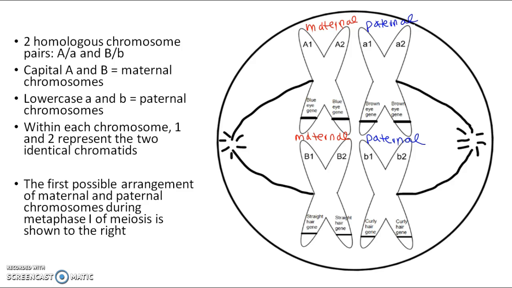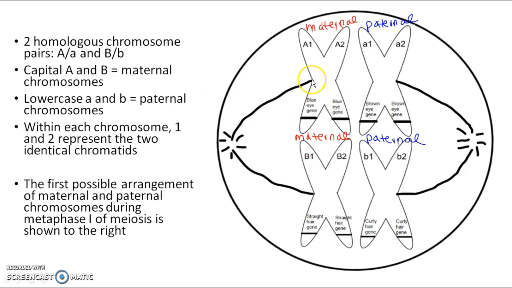For example, let's say we have a dividing testes cell, and within this testes cell, we have 2 pairs of homologous chromosomes. We have the A chromosomes, where big A is the maternal chromosome and little a is the paternal chromosome. And we have the B chromosome pair, where big B is the maternal chromosome and little b is the paternal chromosome. Within each chromosome, the 1 and 2 are supposed to just represent the 2 chromatids, or identical copies of DNA.